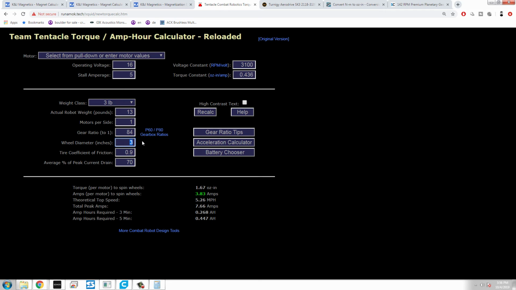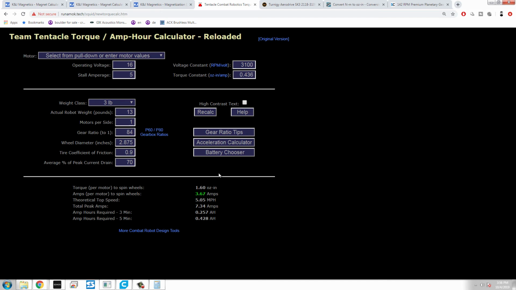The wheel diameter, these are 2.875, I believe. Doesn't really matter all that much. And that's pretty much it. I leave the tire coefficients alone. That doesn't really matter too much. Average peak draw, that doesn't matter too much. But what this means is we're gonna be drawing 3.67 amps. We're gonna have a theoretical top speed of 5 miles an hour. We're gonna peak at about 7 amps. And here is our battery size.